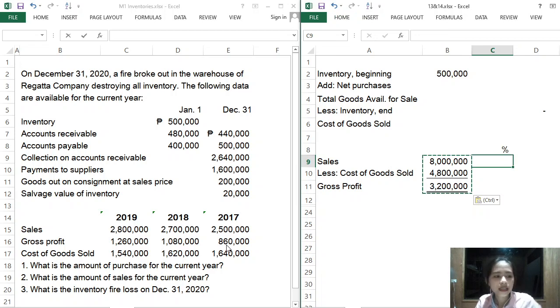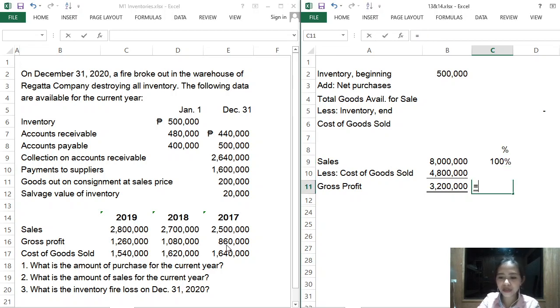Okay. So, pag naka-default, di ba, based on sales tayo. So, 100 to. Therefore, magkano to? Divide natin sa 8 million. Our gross profit rate pala is 40%. So, if this is 40%, I believe yung cost of goods sold natin is 60%. Dapat lang. Ayan, 60% na. Now, okay na tayo dito.